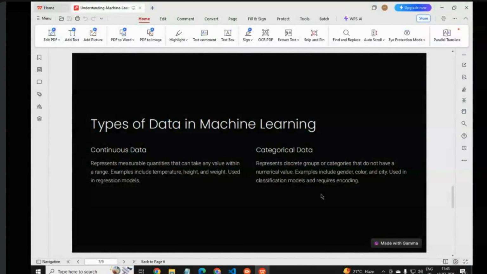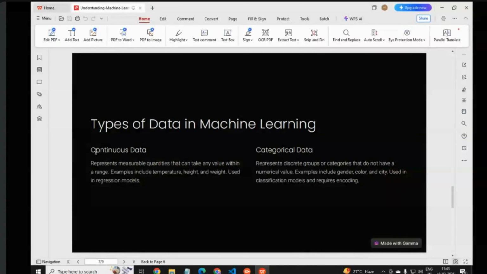So now we have to see the types of data in machine learning. There are continuous data and categorical data. First of all, we call continuous data numerical data also. Categorical data we know as qualitative data. So let's see the continuous data or numerical data.